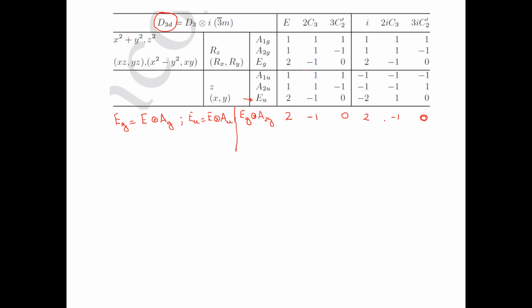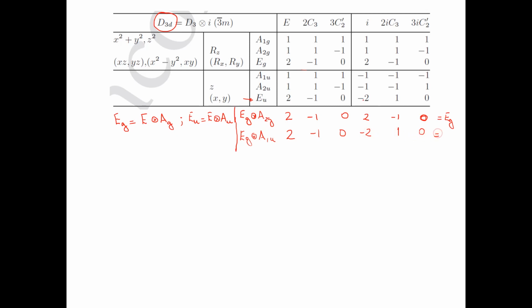So just by looking at it, you can see that this is essentially equal to EG, right? So the product of EG and A2G is EG. So what about EG times A1U? Again, you make the product of the two characters, so 2 times 1 is 2, then this is minus 1, this is 0, and now you invert the sign, right? So it's minus 2, 1, and 0. So what representation is that?